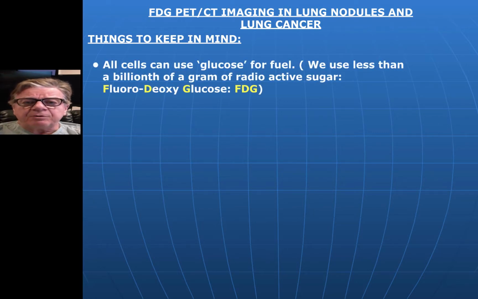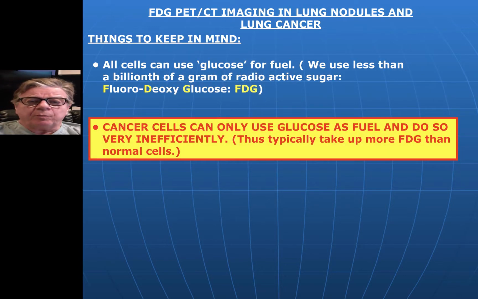But as I've said before, if you watch my earlier videos about PET, all cells can use glucose or sugar for fuel. So what we do is we use less than a billionth of a gram of a radioactive form of sugar called fluorodeoxyglucose, meaning an oxygen removed, glucose, or FDG. And you've seen that in other videos.